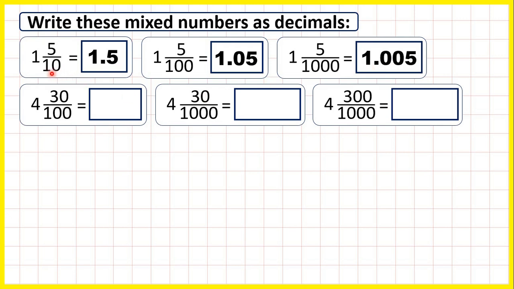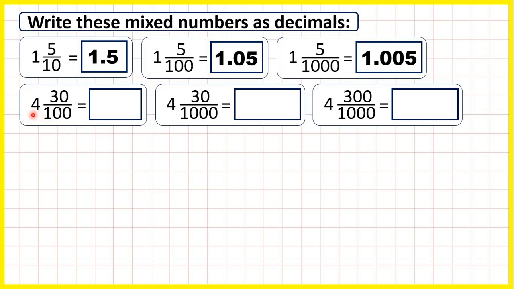So notice, when the denominator was 10, which has 1 zero, we had 1 digit after the decimal point. When the denominator was 100, which has 2 zeros, we had 2 digits after the decimal point. And when the denominator was 1000, which has 3 zeros, we had 3 digits after the decimal point.